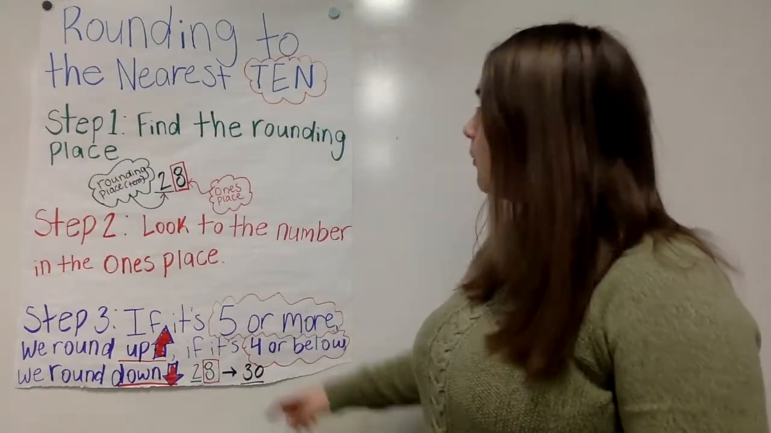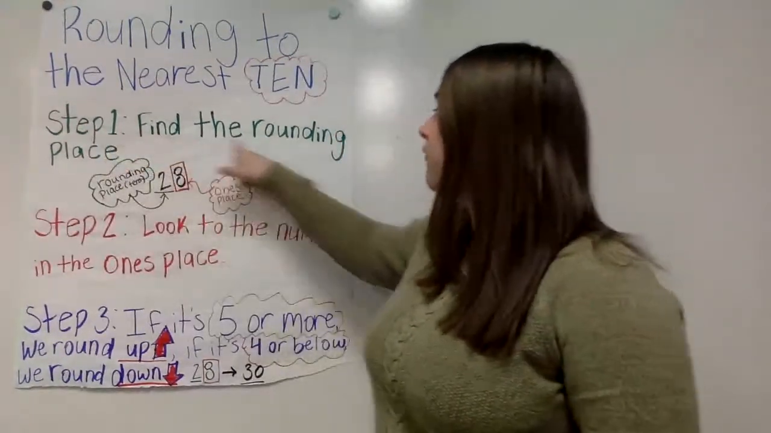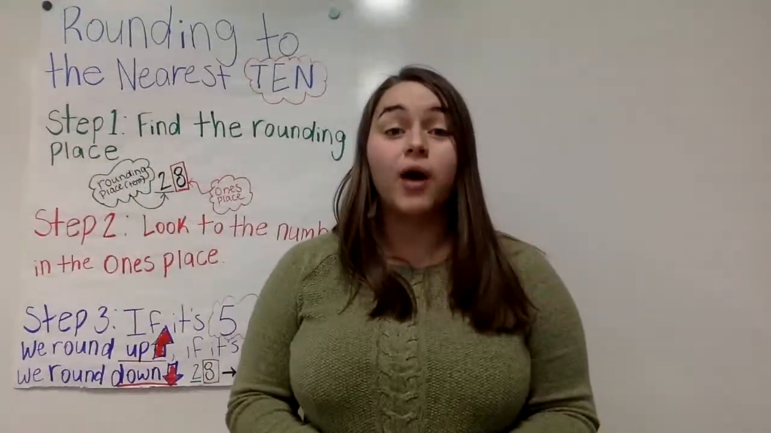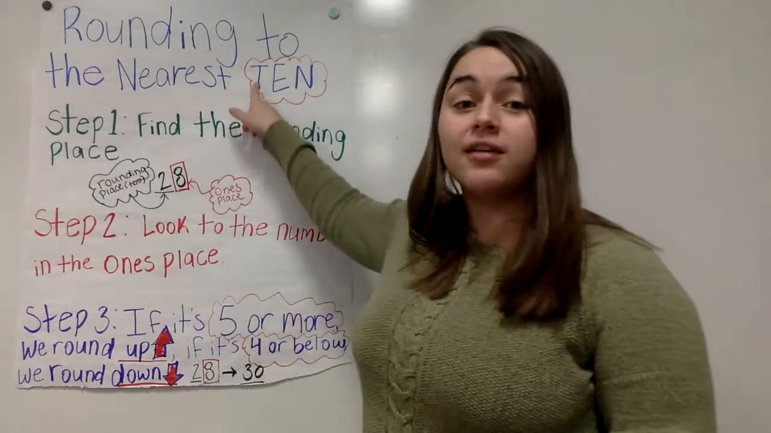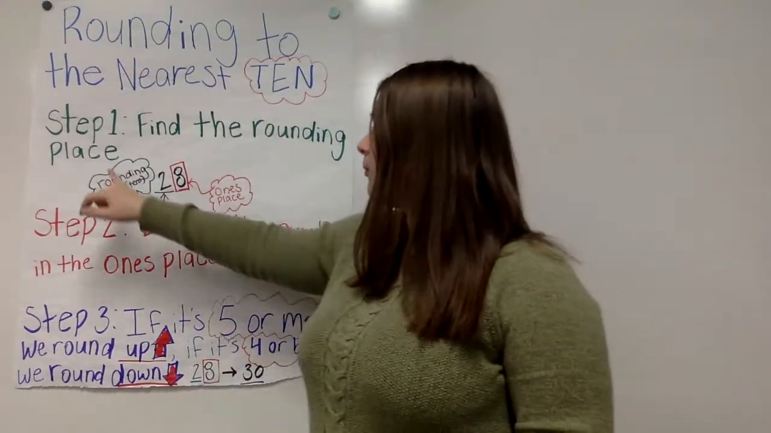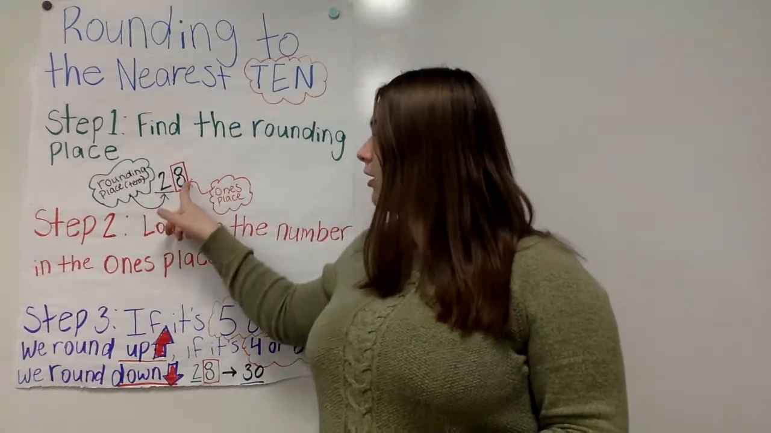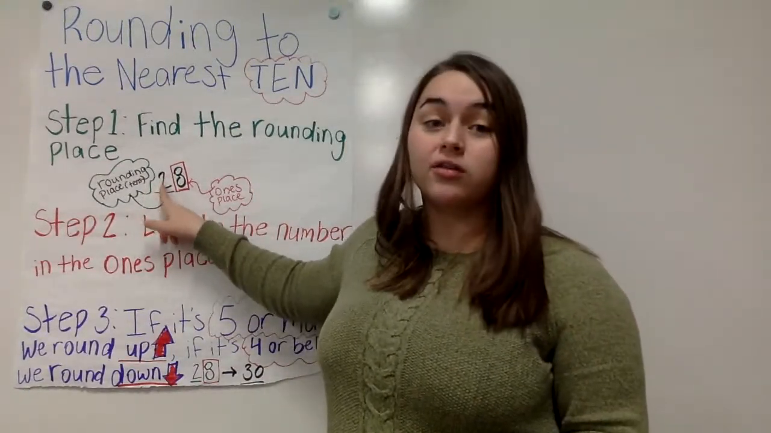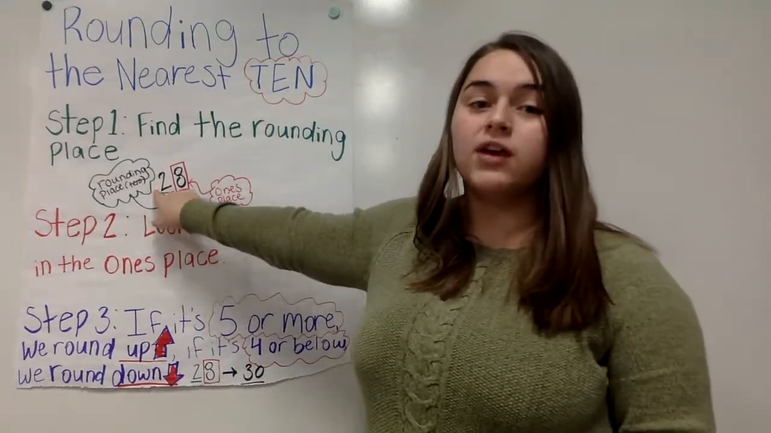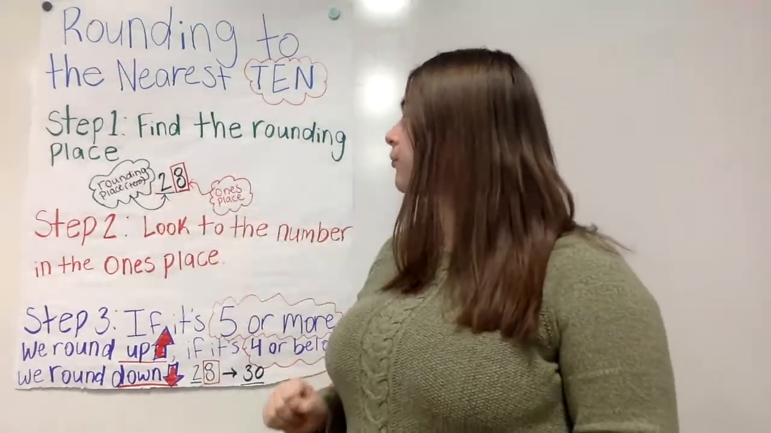So the first step that we can take is step 1. We find the rounding place. And the rounding place is the place value that we are rounding to. In this case, we're rounding to the nearest 10. So that means we'd find the number in the tens place. So for example, here I have the number 28, and the 2 right here, that's for 20. That's our tens place, and that's the rounding place. So let's find that, and I underlined it.